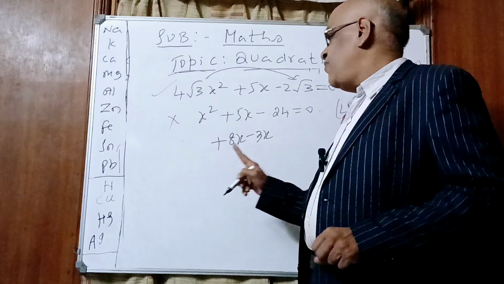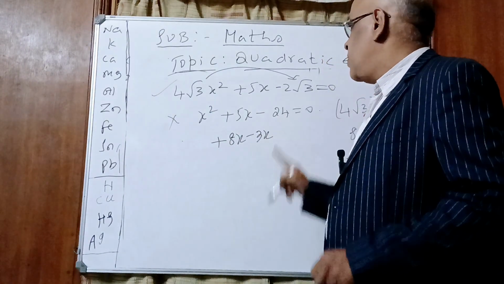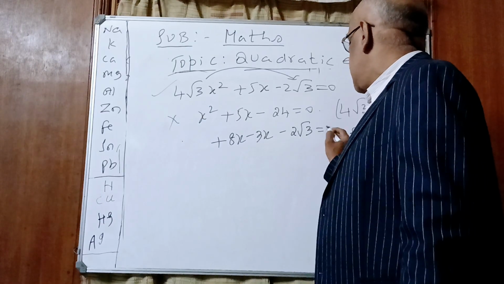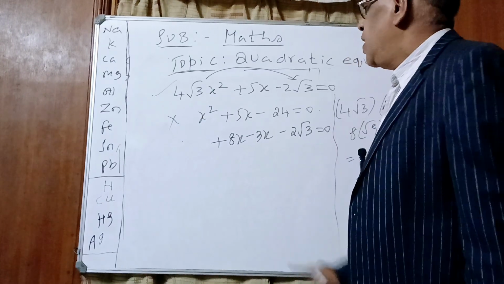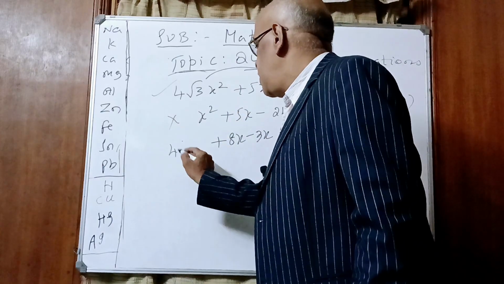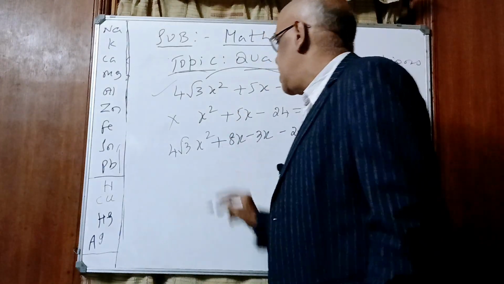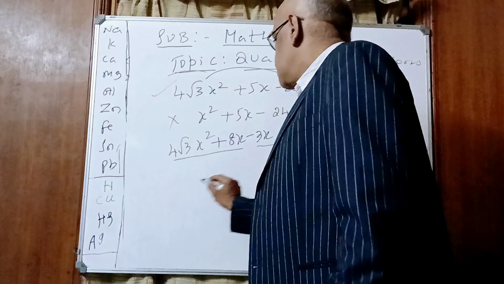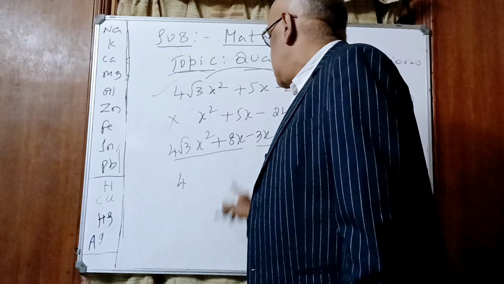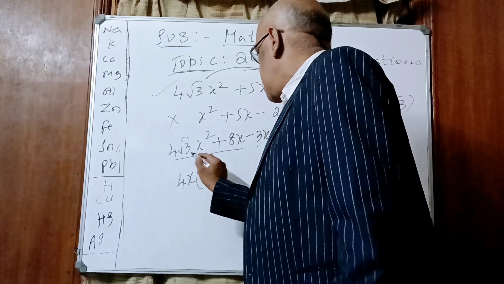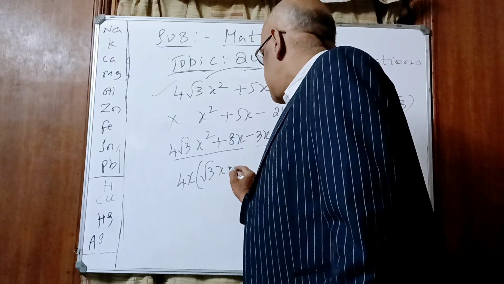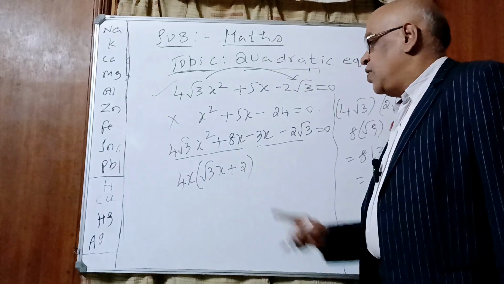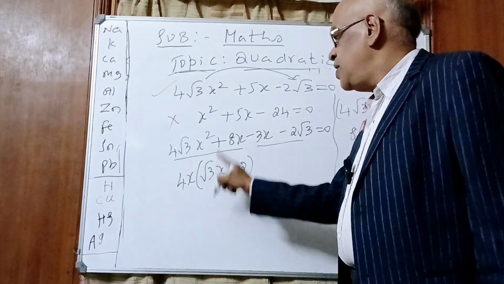Now it will tally for the constant term. Plus into minus, minus. What is the answer, children, here? Minus 2 root 3 is equal to 0. Here what should we write? 4 root 3 x square, the original equation. So write 4, then x common. What do we get here? Root 3x plus 2. 4 into x, 4 root 3 x into x.